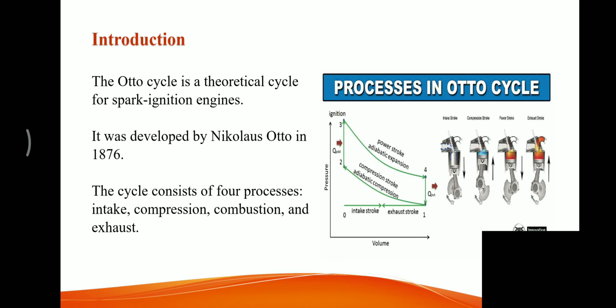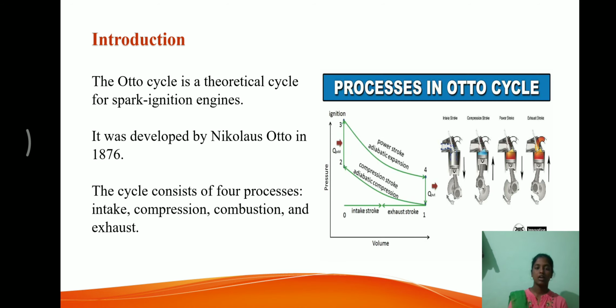Coming to the introduction, the Otto cycle is a theoretical cycle for spark ignition engines. It was developed by Nicholas Otto in 1876. The cycle consists of four processes: intake, compression, combustion, and exhaust. And here is the diagram. Processes in Otto cycle are all mentioned here.